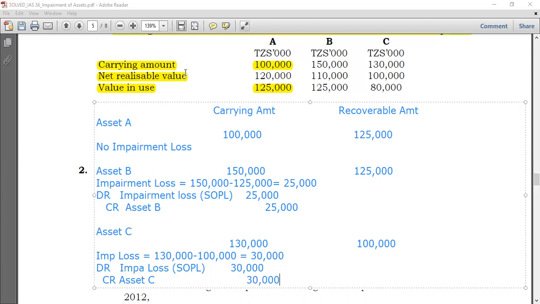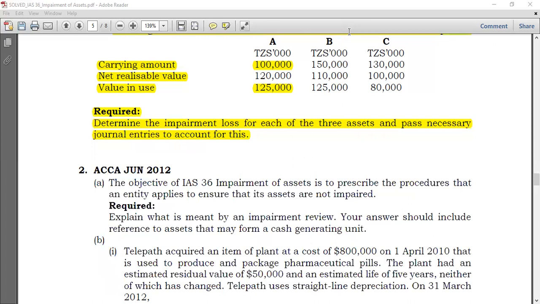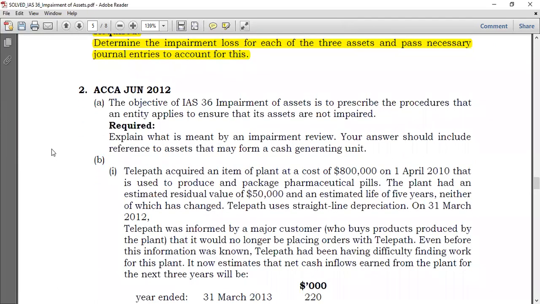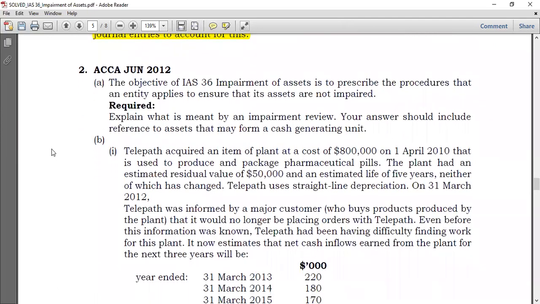Now you have to know that in some cases, you will not be given this net realizable value. You would have to compute it for yourself. Also, you won't be given this value in use. You would also have to compute it by yourself, right? But it's just nice you have started with this example. The next example, ACCA June 2012, is actually the one that is more complex.